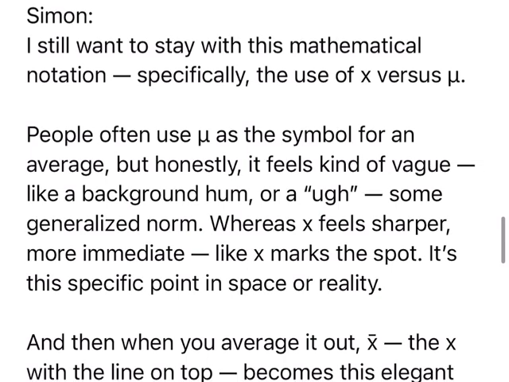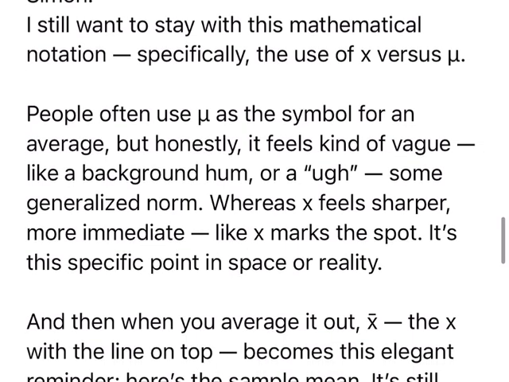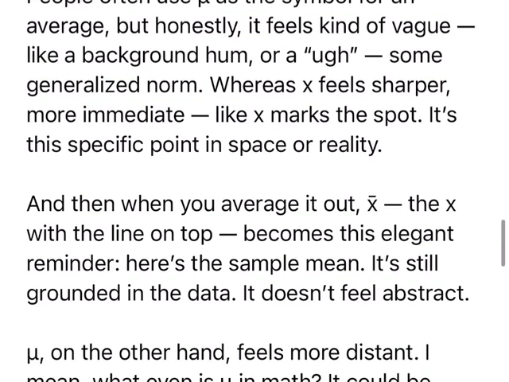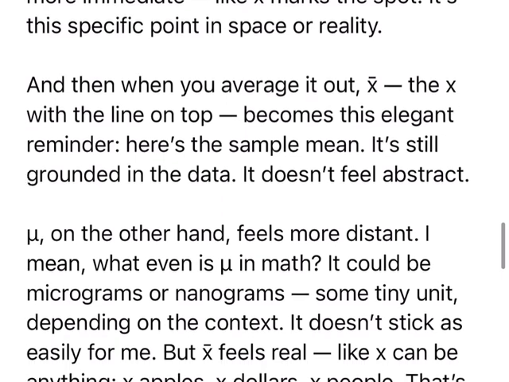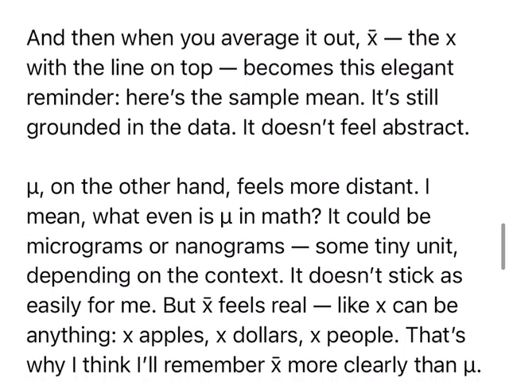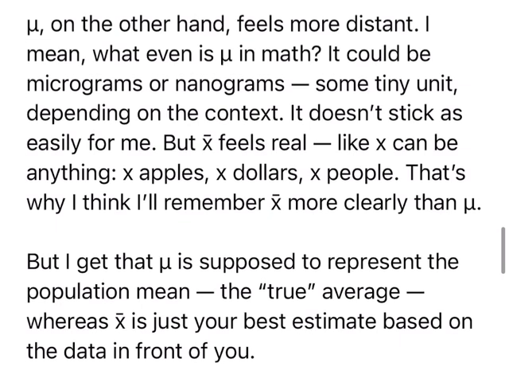Simon, I still want to stay with this mathematical notation, specifically the use of x versus mu. People often use mu as the symbol for an average, but honestly, it feels kind of vague, like a background hum or some generalized norm, whereas x feels sharper, more immediate, like x marks the spot. It's this specific point in space or reality. And then when you average it out, x-bar, the x with the line on top, becomes this elegant reminder: here's the sample mean. It's still grounded in the data. It doesn't feel abstract. Mu, on the other hand, feels more distant.